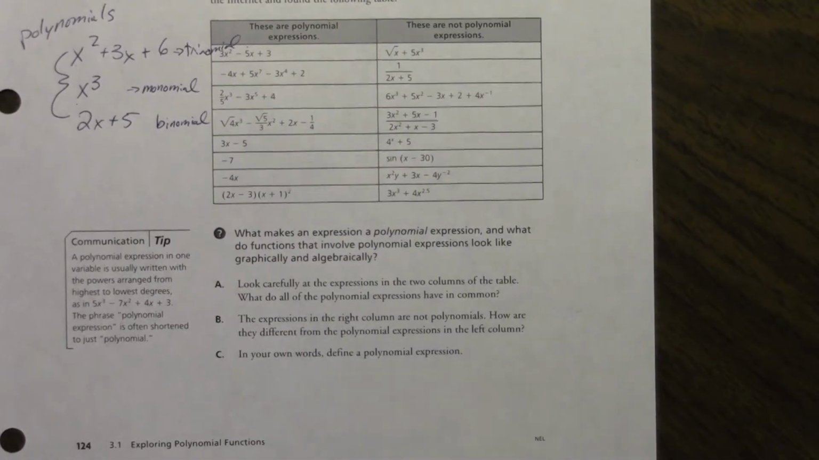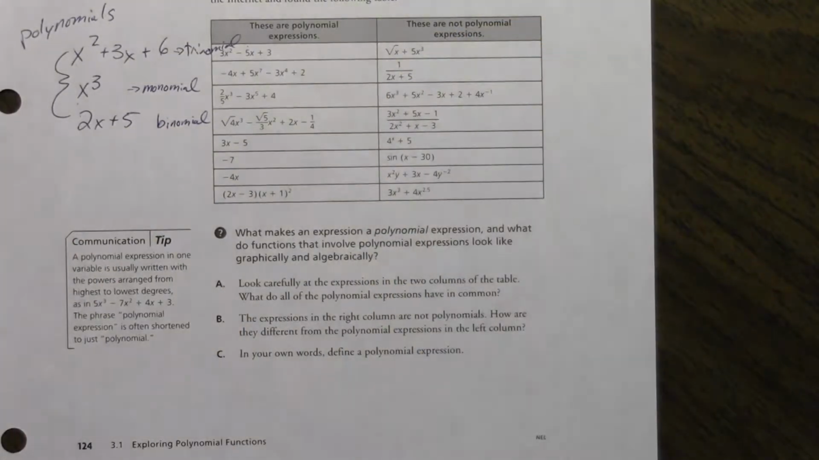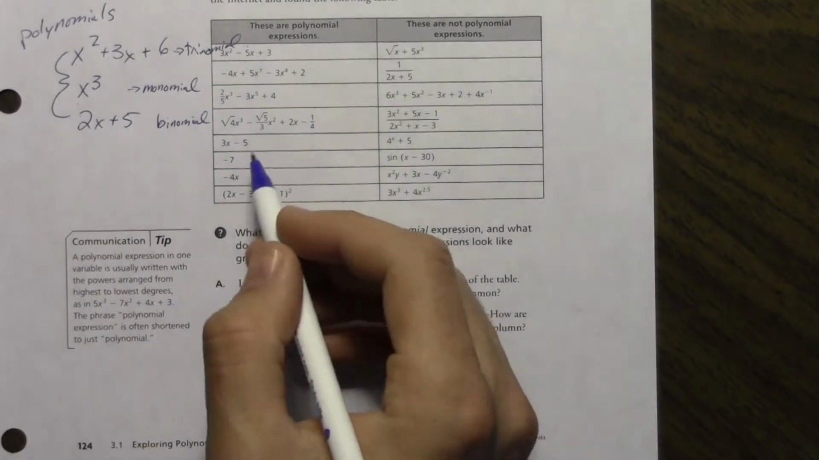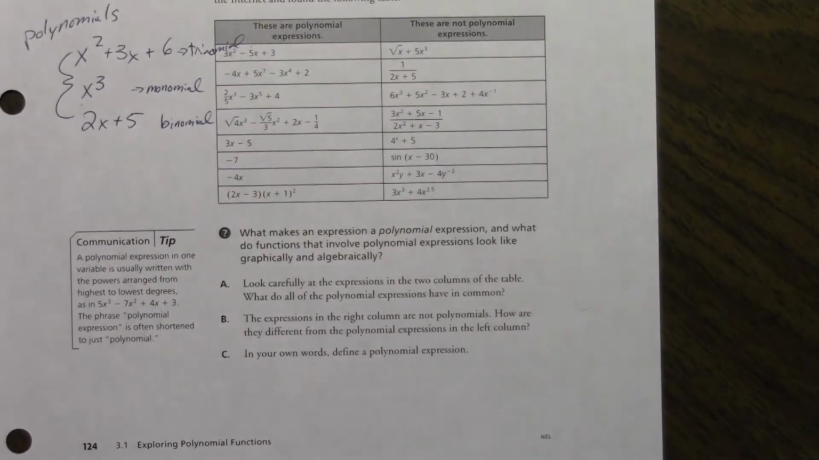So A, look carefully at the expressions in the 2 columns of the table. What do all the polynomial expressions have in common? So we're just looking at this first column here. Luke, what do you think? What's the common thing here? I would say x, but negative 7 doesn't have one. They all involve an x variable, okay. But negative 7 doesn't have one. Yeah, so that's not actually true then.